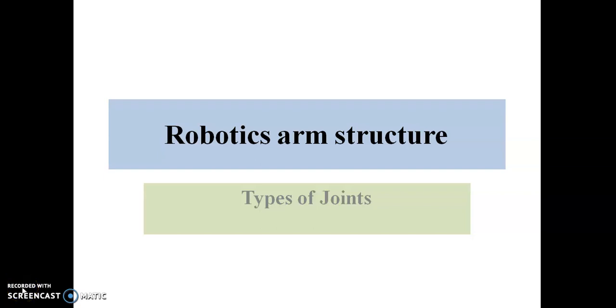Hello students, this video is about robotics structure with the different types of joints. Through this video we will learn what the different types of joints are and, accordingly, what the different types of robot configurations are. In Unit 1 we learned the basic idea about this, but through Unit 6 we will get a clear idea about the arm with the different joints.